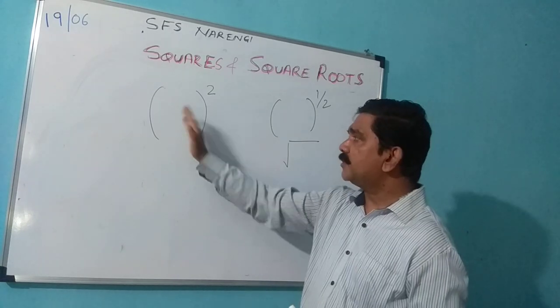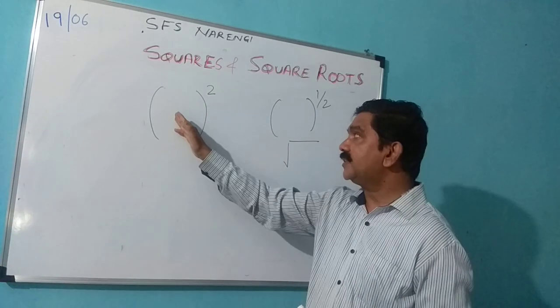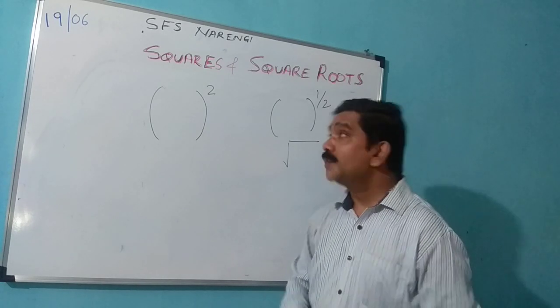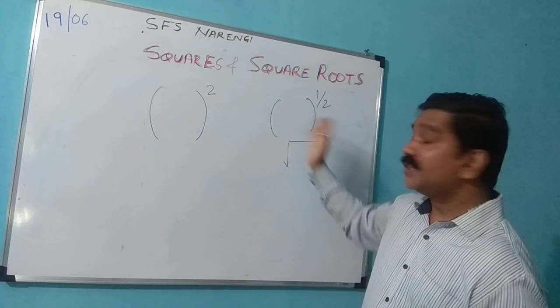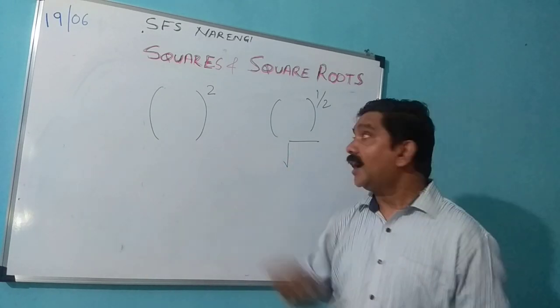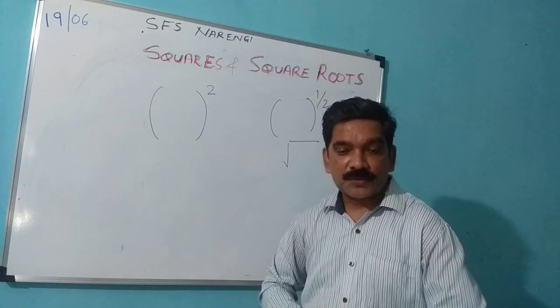Okay, so write any number. Suppose I write 6 here, 6 square, 7 here, 7 square. So this is what square means, but this becomes the square root. We'll come to this after doing this. Okay, so let me start.